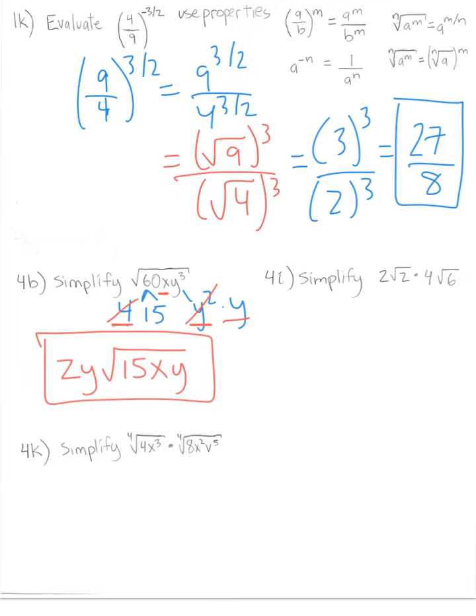Okay, looking at 4i, when I look at this, there's nothing I can simplify to begin. Square root of 2 doesn't simplify, square root of 6 doesn't simplify. So when I'm multiplying, I'm going to multiply the outside by the outside, that gives me 8, and the inside by the inside, that gives me 12.